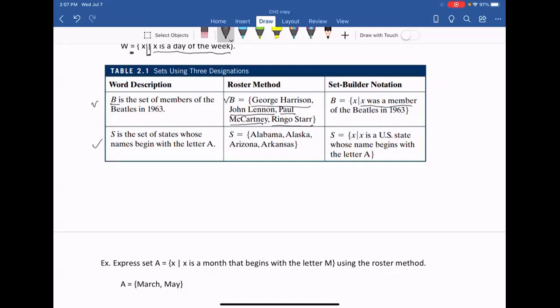Here is another example. The set S is the set of states whose name begins with the letter A. In the roster method, S equals all the elements in the set S, which are Alabama, Alaska, Arizona, Arkansas. When we use the set builder notation, we say S is all the elements x such that x is a US state whose name begins with the letter A.